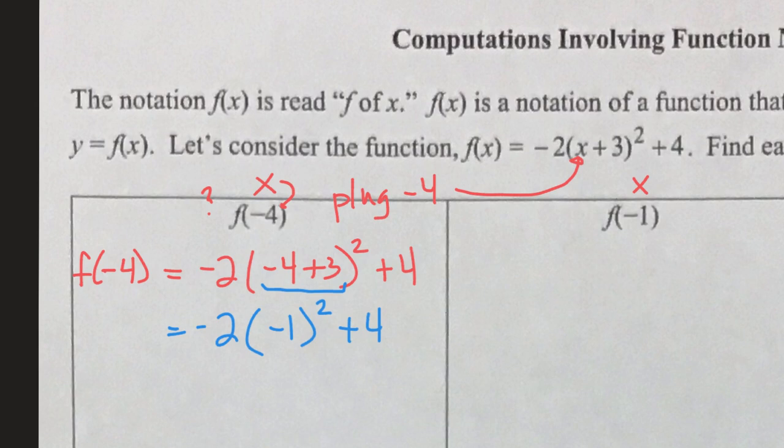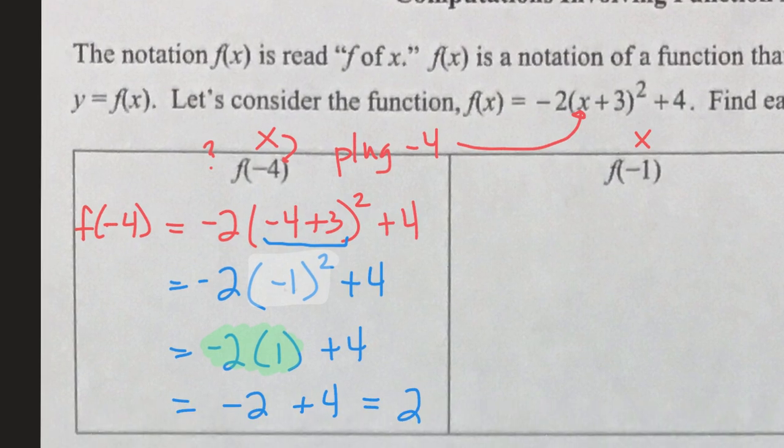Next we're going to do our exponent. So we're going to square -1. -1 squared is +1. Then we're going to multiply. That's our next thing, to multiply those together, and that gives us -2 plus 4, and now we're going to finally add, and that gives us a value of 2. Formally speaking, we could write that f of -4 equals 2, or when x equals -4, the y value for our function is +2.